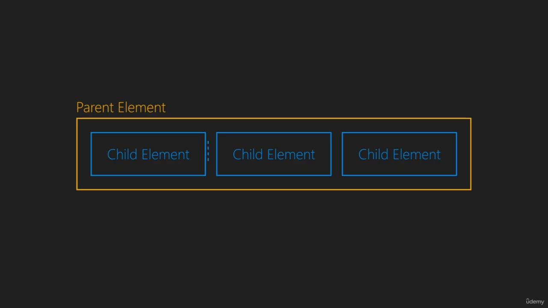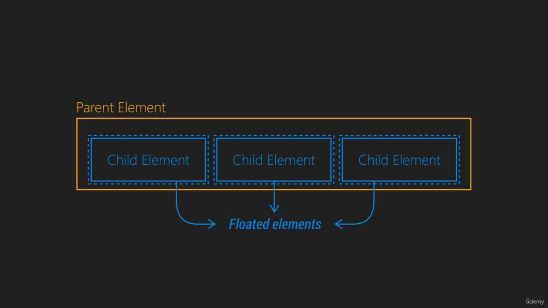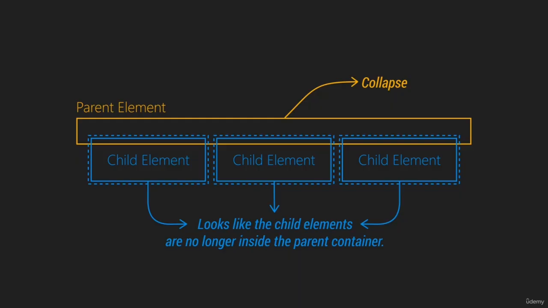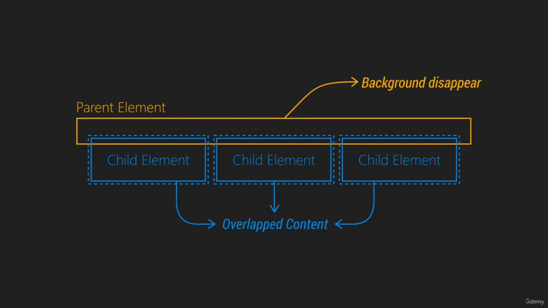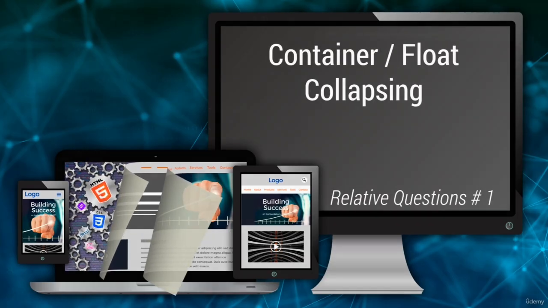When an element is floated, it is taken out of the normal document flow. Now this creates a situation where the containing block, that is the parent element's height, may get collapsed, making it look as if the child elements are no longer inside the parent container. This behavior can cause many unwanted situations, like the background of the parent container disappearing or contents within getting overlapped, etc. So let's create an example for the same and we'll see a few ways to avoid the collapse.